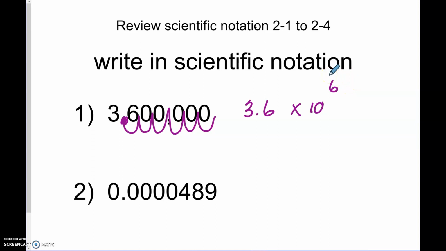In number 2, the first thing we're going to do is put the decimal in, so it's going to be right here. So we have 4.89. Step 2 is going to write times 10. Now we need to figure out what this exponent is going to be. So start at the decimal you just put in, 1, 2, 3, 4, 5, and we went to the left, and this is a small number, so we have to have the negative exponent here.